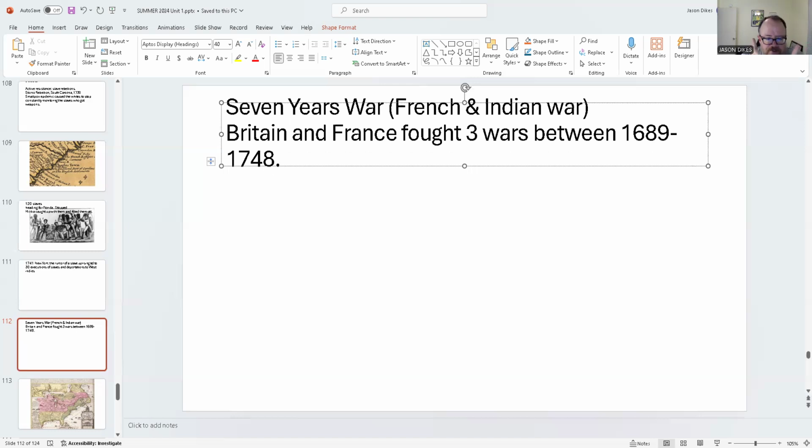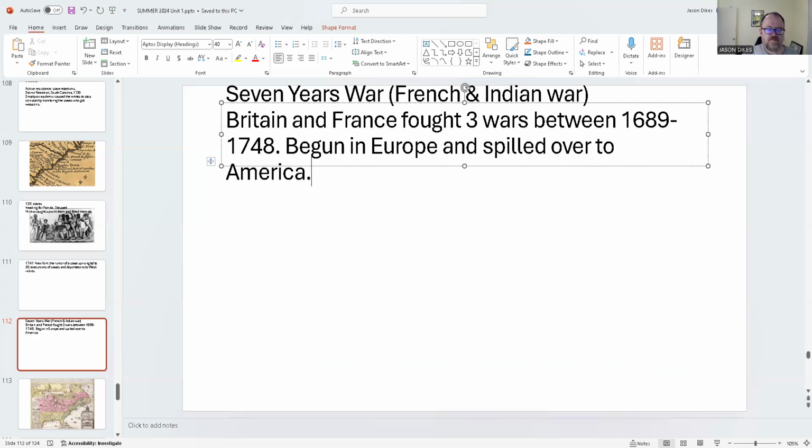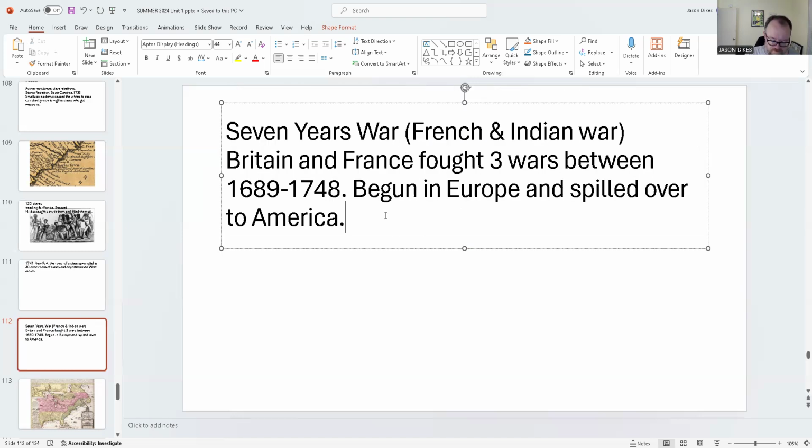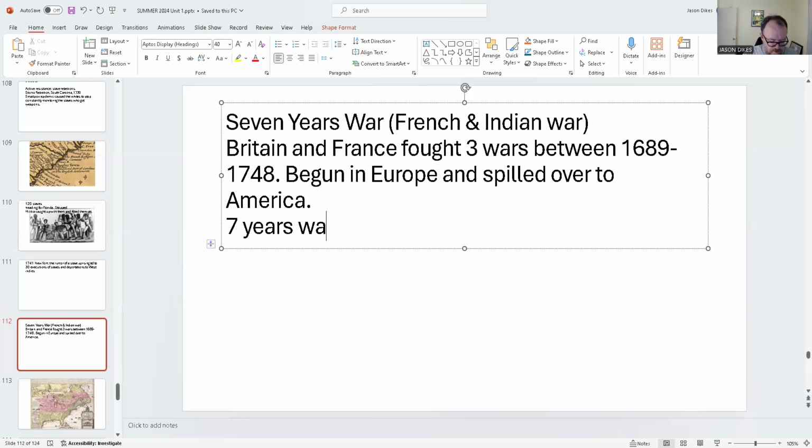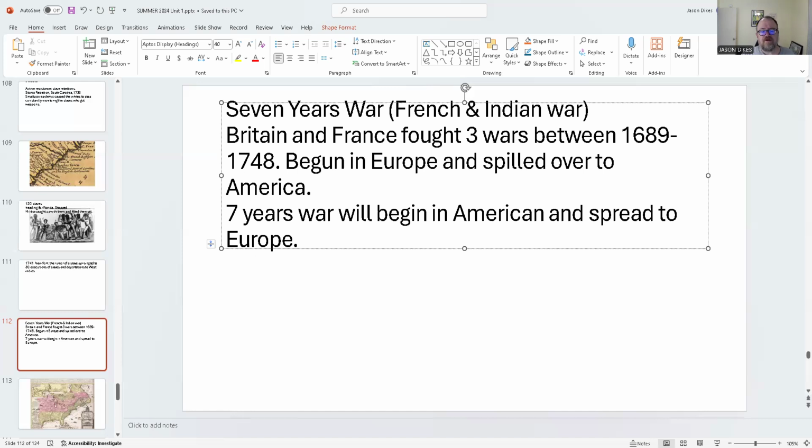There is a key difference. These previous wars, these three wars, have begun in Europe and spilled over to America. The 7 Years' War will reverse that. The 7 Years' War will begin in America and spread to Europe. Okay, it's a very, very different beginning for this particular war.